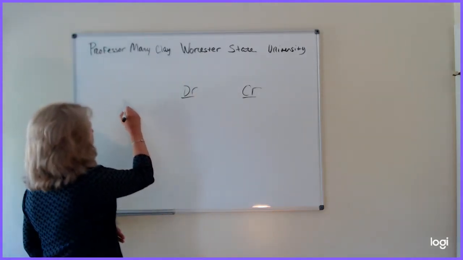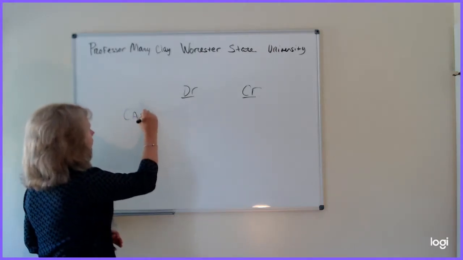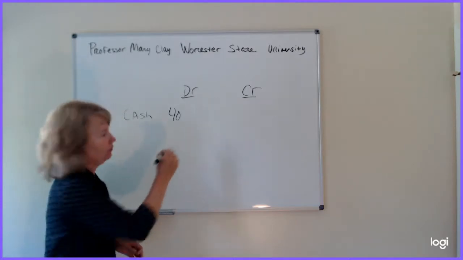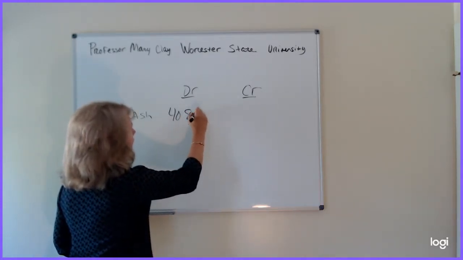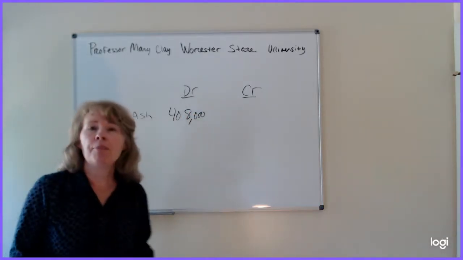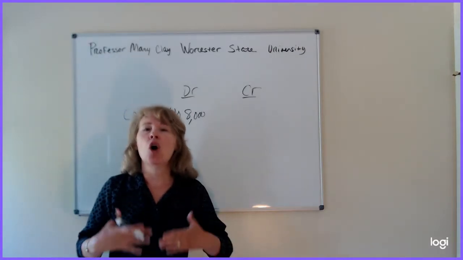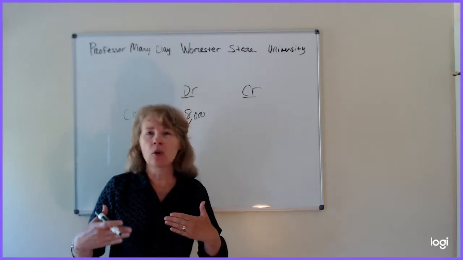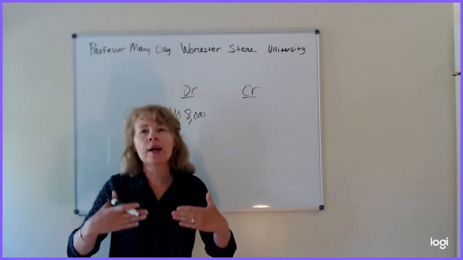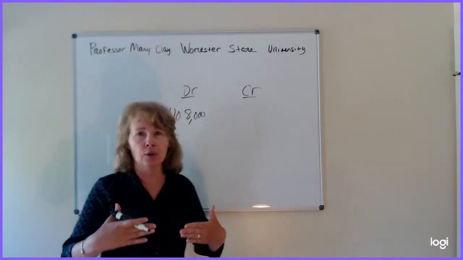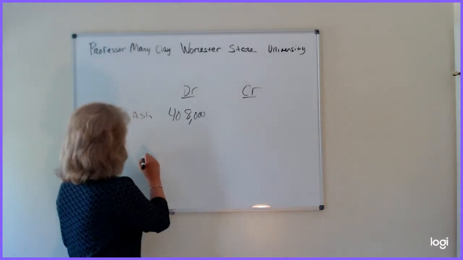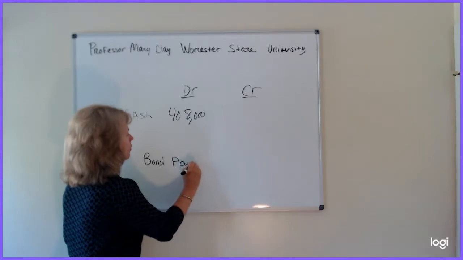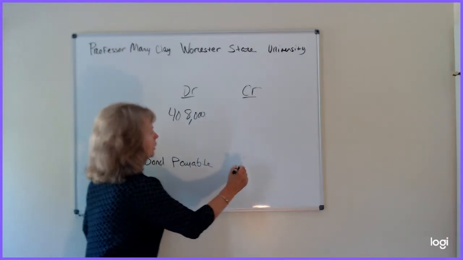So you debit cash for 408,000. Okay, the bond payable is always the face value. Whether it's a premium or a discount, it will always be the face value. So bond payable, original amount, is 400,000.